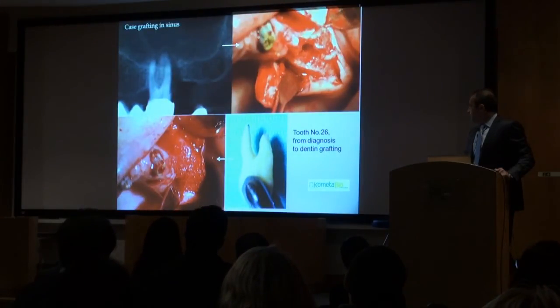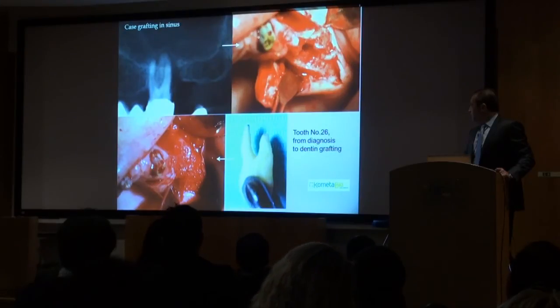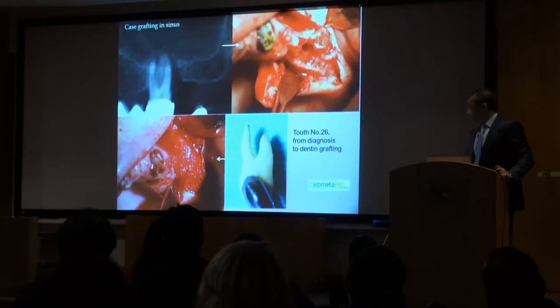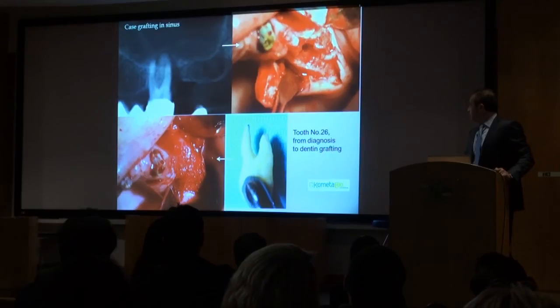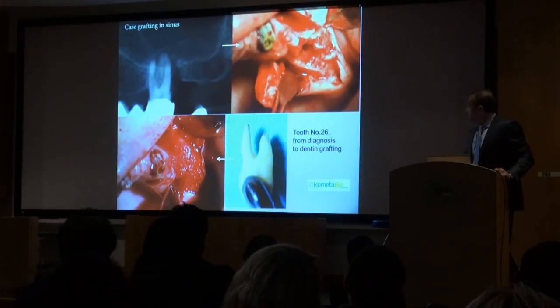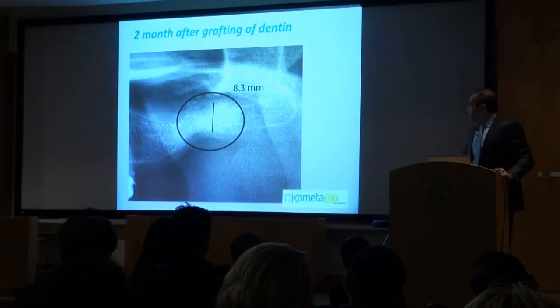The next case, here we can see a case of sinus lifting. You can see the upper right 6 with oro-antral communication, almost nothing of the bone left. You can see the orifice of the, let's say, fistula. It's not a fistula, but an oro-antral communication. You can see the extracted tooth mechanically cleaned. 2 months after grafting, only 2 months, we got 8.3 millimeters of bone height.